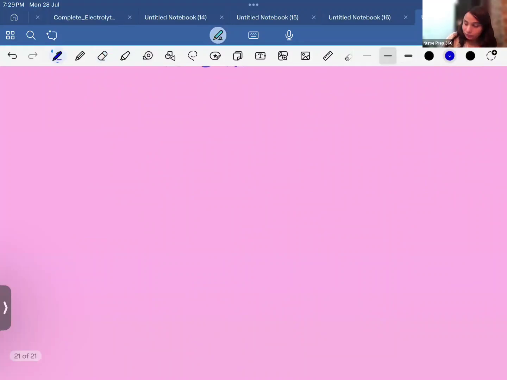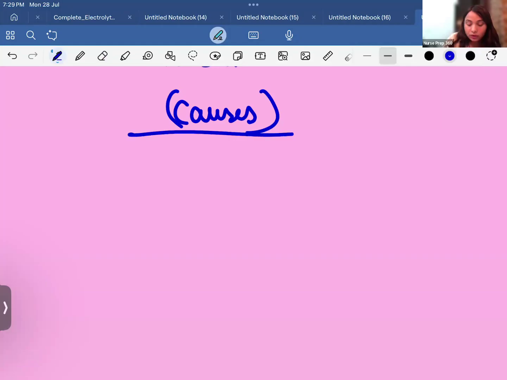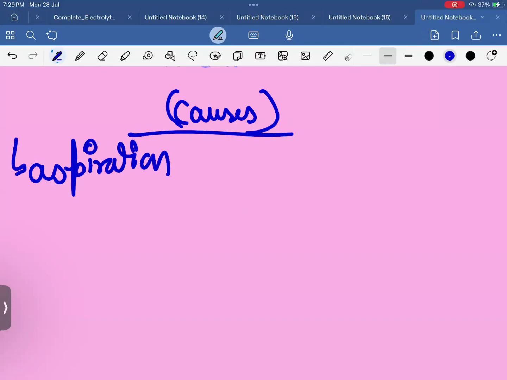What are the causes of pneumonia? Has anybody heard of different types of pneumonia? Just tell me. Aspiration pneumonia. Very good. Anyone else? Ventilator-associated pneumonia. Very good.